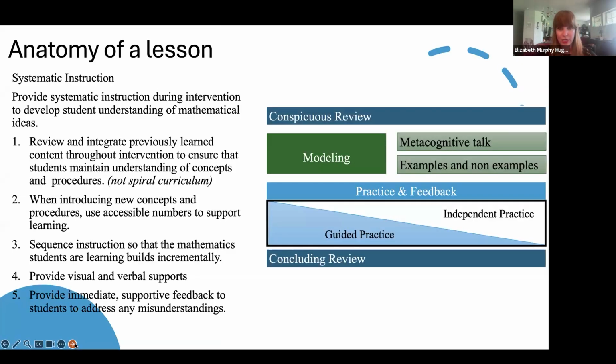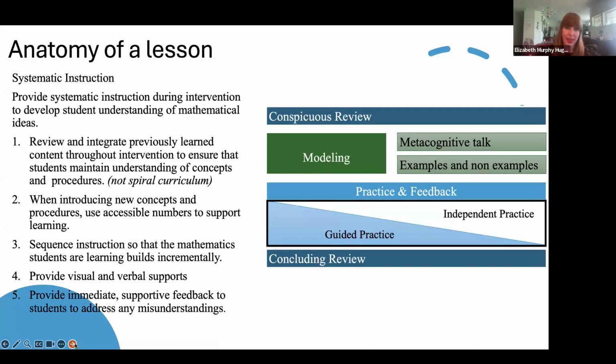Thinking about explicit instruction, there is a lot of research out there showing that systematic and explicit instruction is really helpful and supports students' learning, especially students who have challenges learning mathematics, students who are struggling with mathematics, and students who need extra scaffolds and supports to master the concepts.